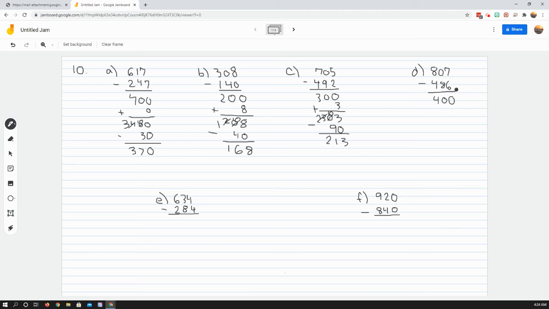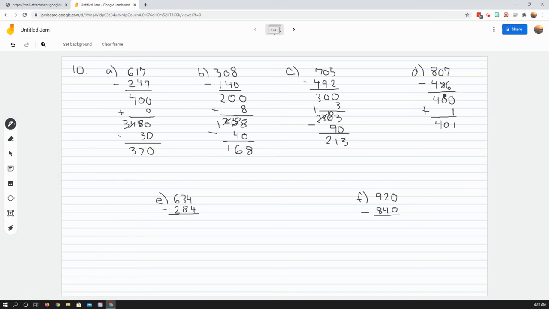So let's look at the numbers in my ones place. If I have 7, can I take away 6? Yeah, I can. I have enough. So if I have 7 and I take away 6, I'm going to be left with 1. There you go, 1. So I'm going to add these numbers. So far, I have a total of 401. That's what I have so far, but I'm not done.